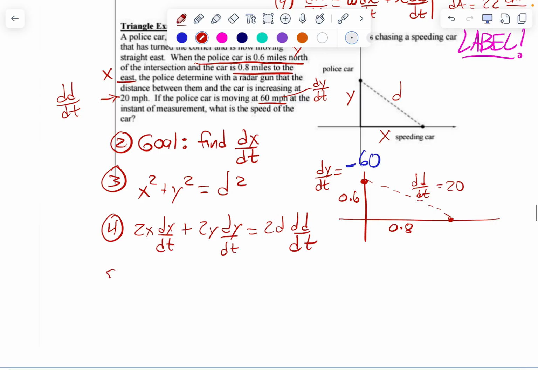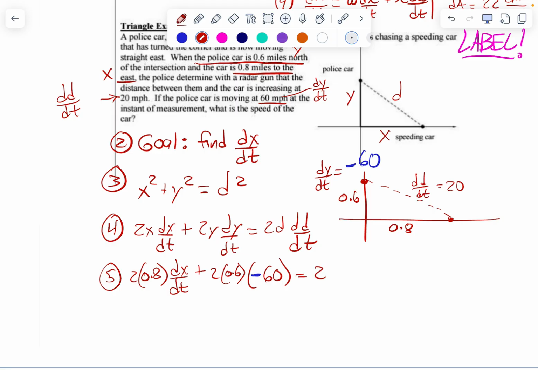Step 5, plug in. What all can we plug in here? Everything but dx dt. But do you see how right now, except for if I plugged in 60, this would be a completely different problem, wouldn't it? Can I just plug in 60? No. This thing is going negative 60. That matters.